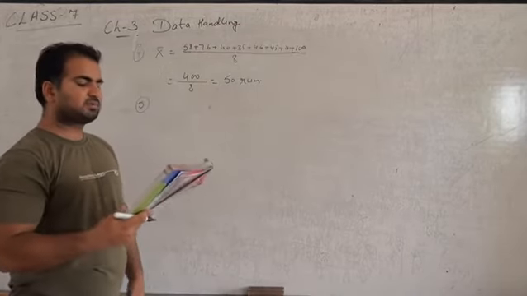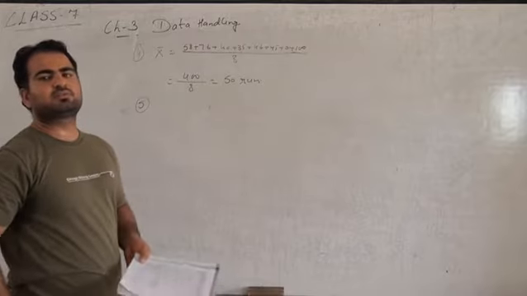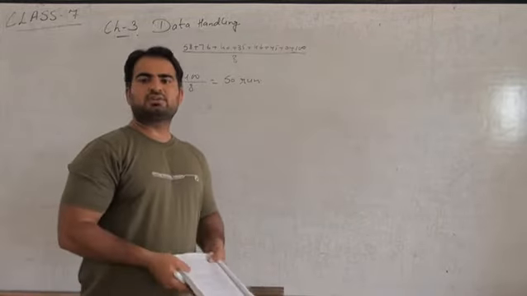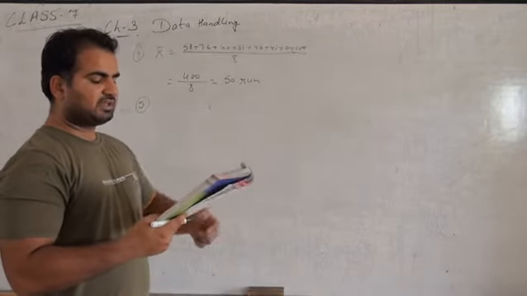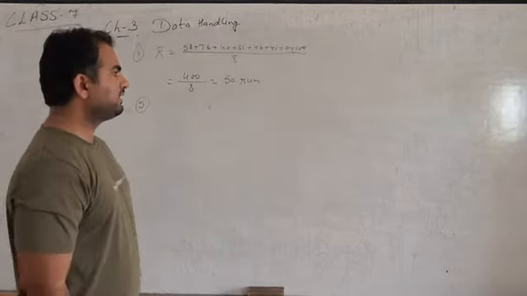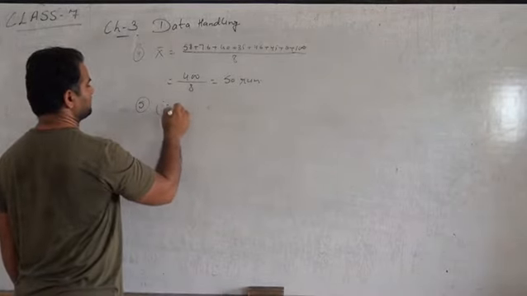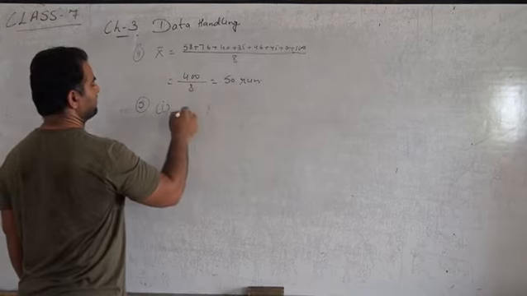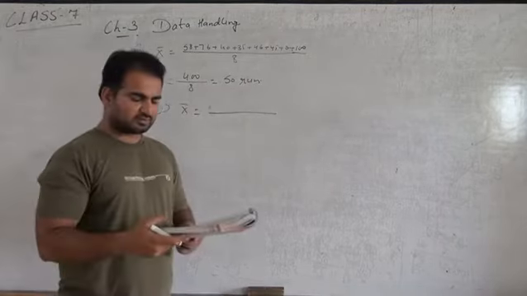The following table shows the points each player scored in 4 games. Okay, there are a total of 4 games and each player has scored some points. Find the mean of A's average points. We have to find A's average points. Okay, so first, x bar equals the sum of observations over the total number of observations.